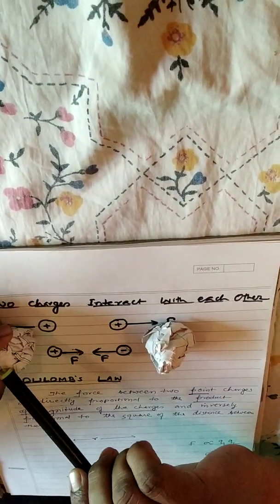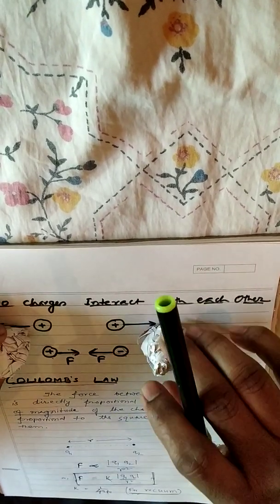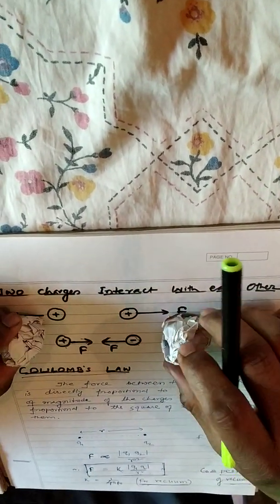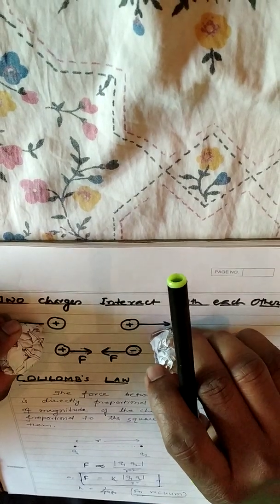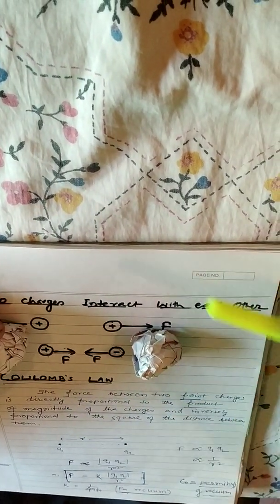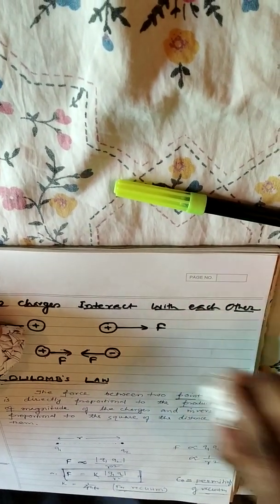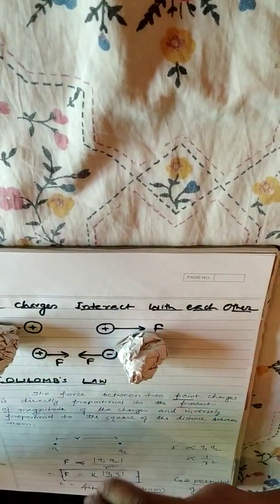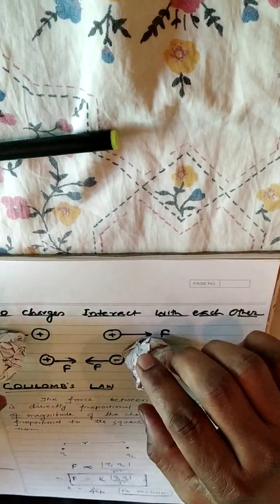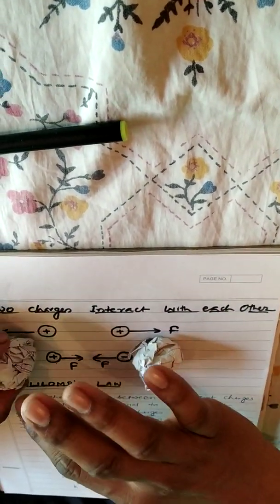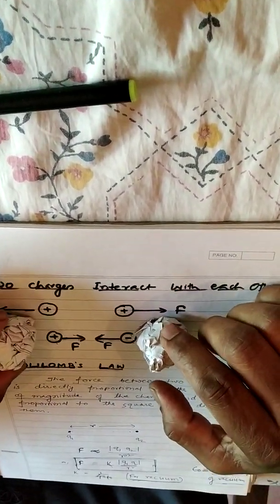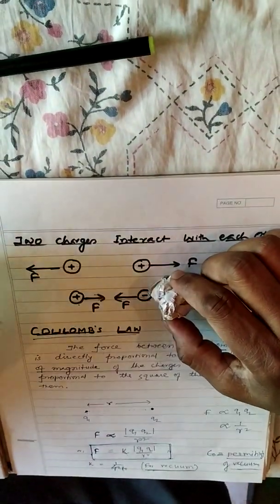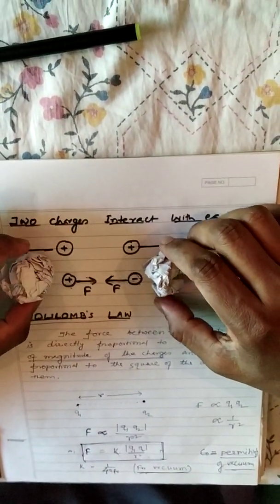Suppose this is charge 1 and this is charge 2. So charge 1 will repel charge 2. Repel means it will push outward like this. And similarly, charge 2 will push charge 1 outward like this. So this is what repulsion.